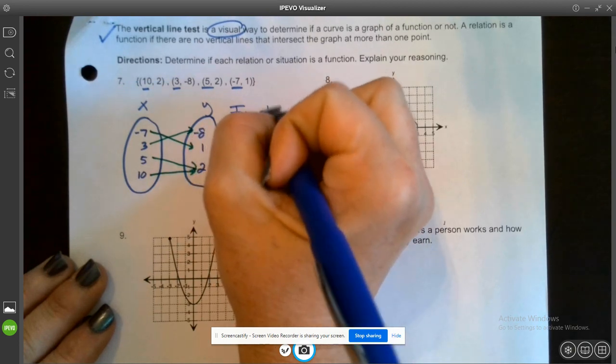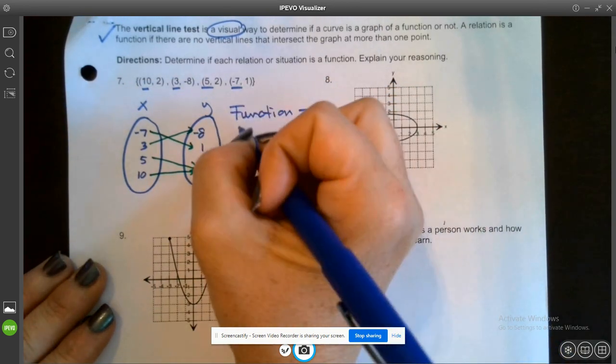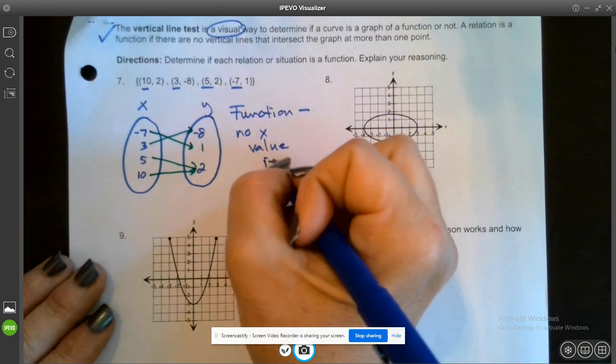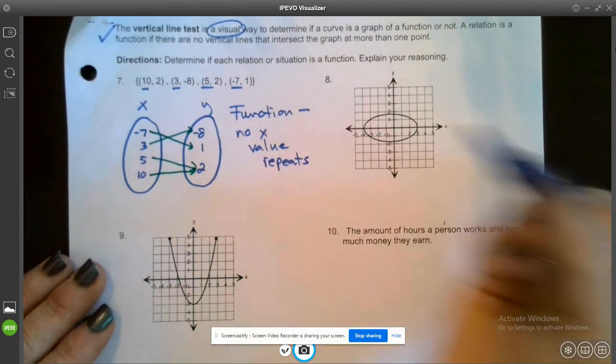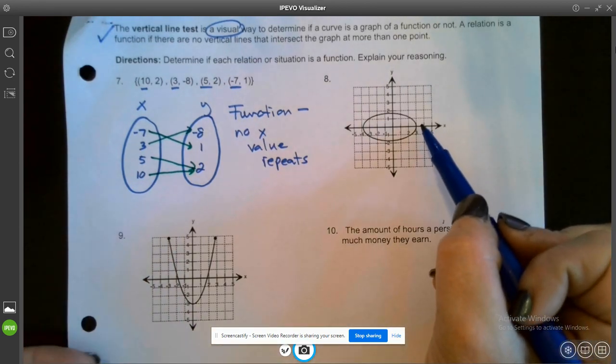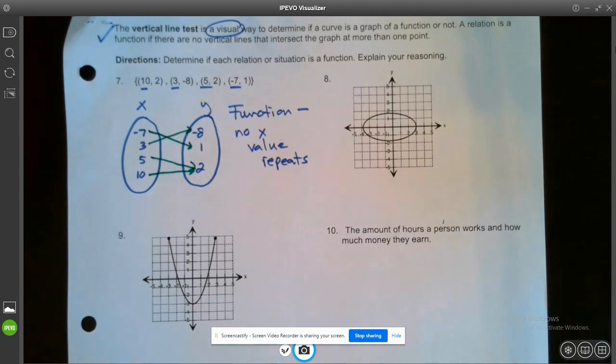And when you just have points written out, as long as no x value repeats, it is a function. No x value repeats. We're going to write that down. Now 8's cool, but for 8 I don't have any ordered pairs. I mean, I guess I do. I've got a couple I can do, like 3, 0 and stuff, but I've got a graph.